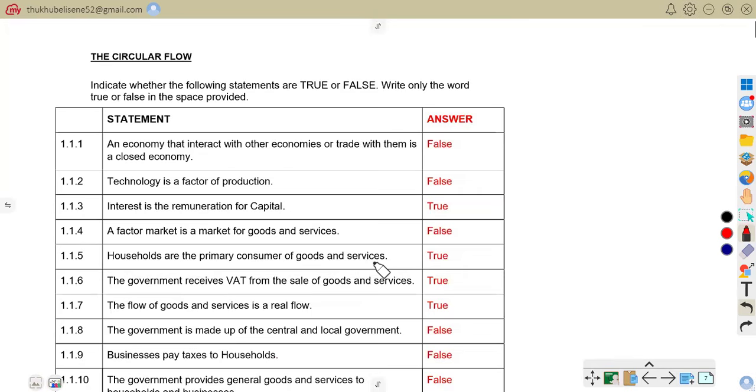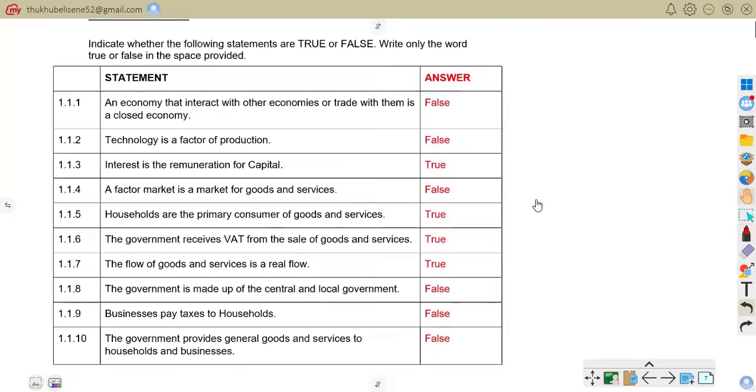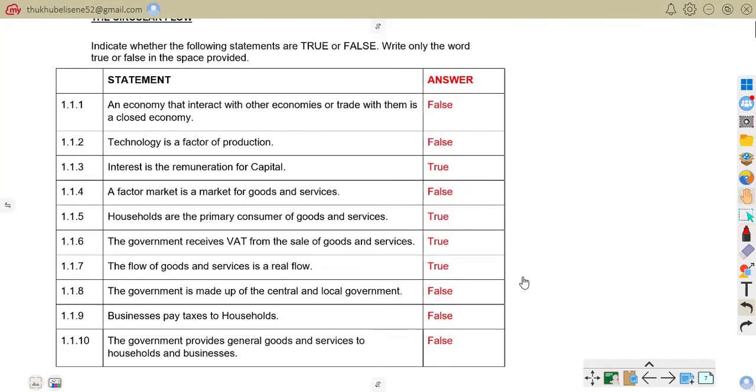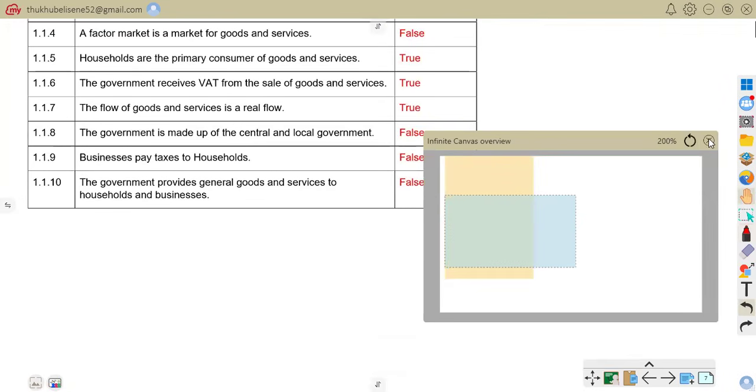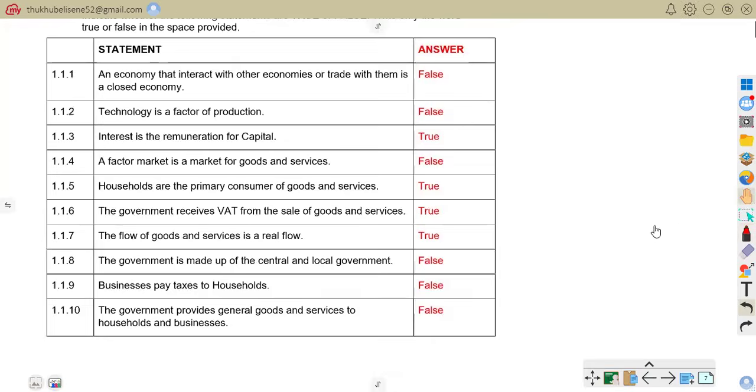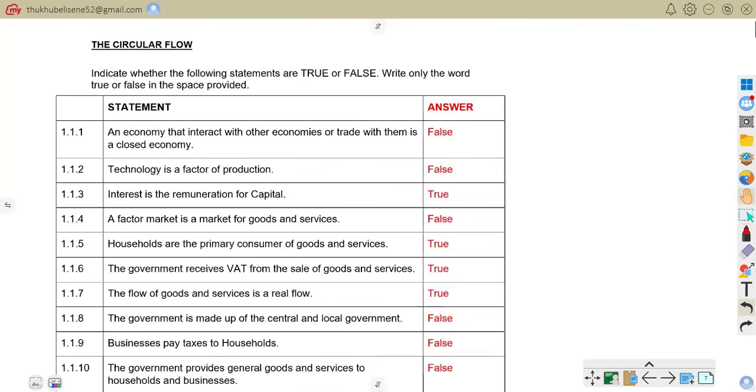So now we are coming to circular flow. We are on circular flow, true or false. Just like what you just did now, we are going to have statements and then answers. Under circular flow, indicate whether the following statements are true or false and write only the word true or false in the space provided.